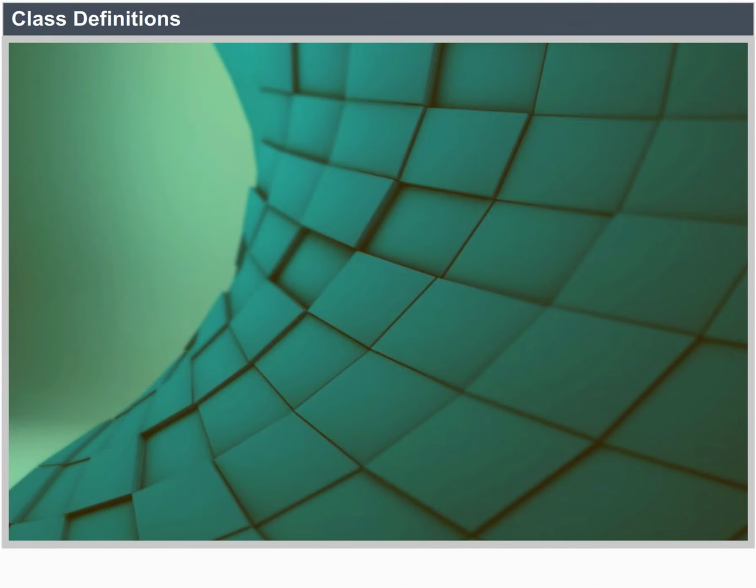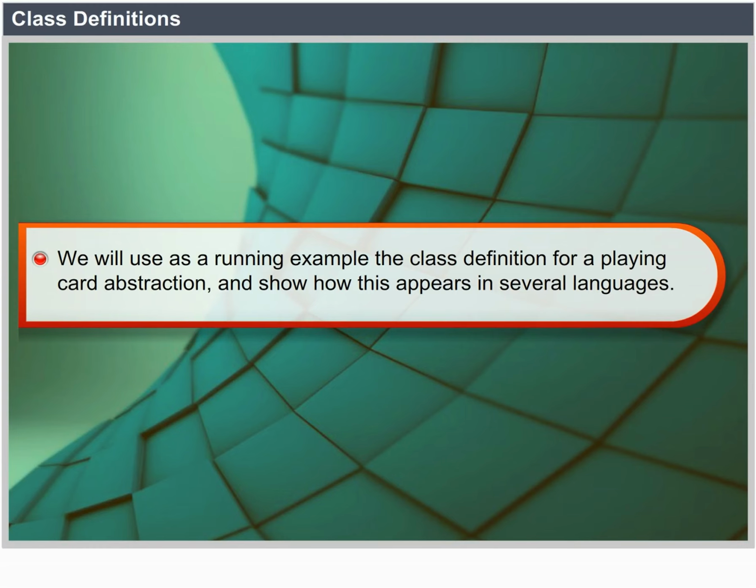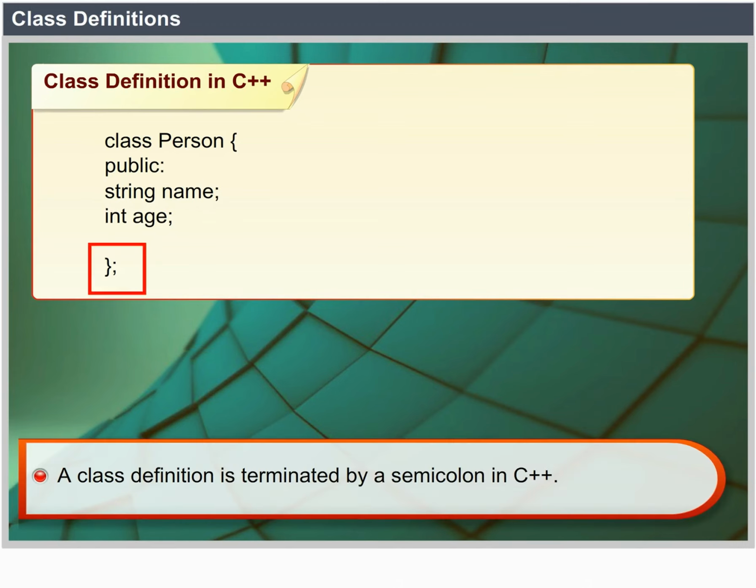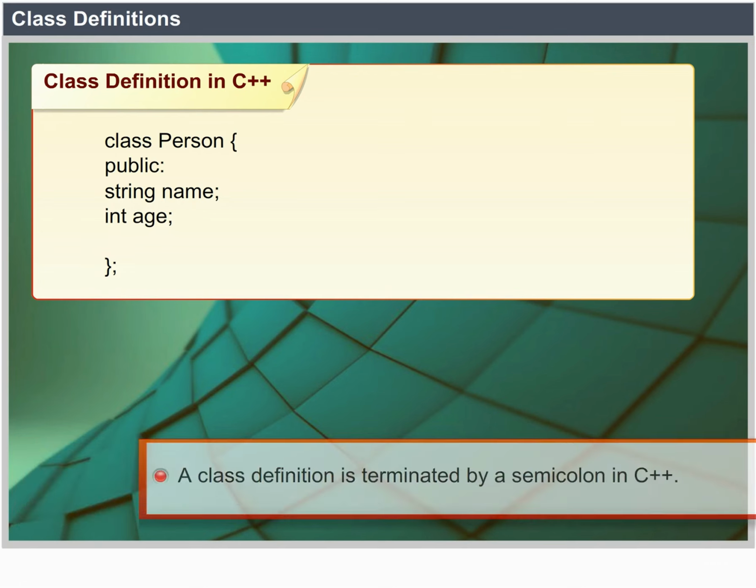Class definitions. We will use as a running example the class definition for a playing card abstraction and show how this appears in several languages. Class definition in C++. class Person { public: string name; int age; }; A class definition is terminated by a semicolon in C++.